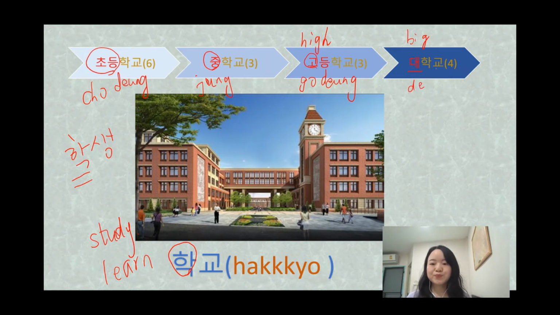대학교. One more time. Elementary school, 초등학교. Then middle, 중학교. Then high school, 고등학교. Last one, university, 대학교. Okay, you got it?